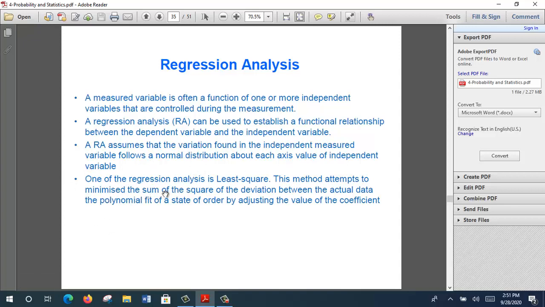One of the regression analysis methods is the least square method. I think the least square method is quite familiar to you; you heard about it before. This method attempts to minimize the sum of the squares of the deviation between the actual data and the polynomial fit of a certain order, by adjusting the value of the coefficients.